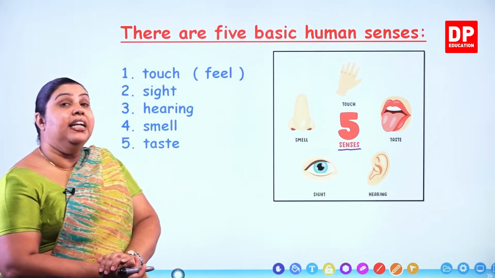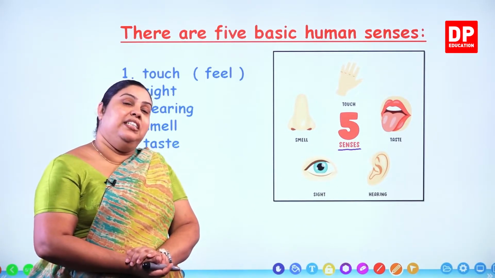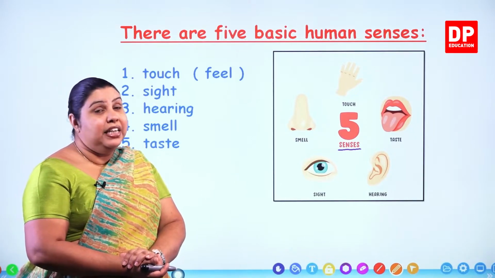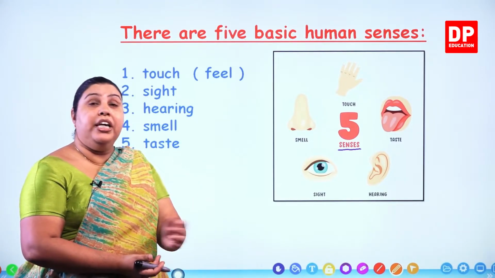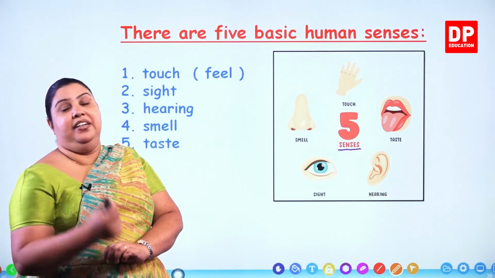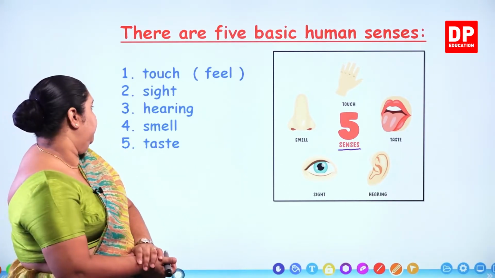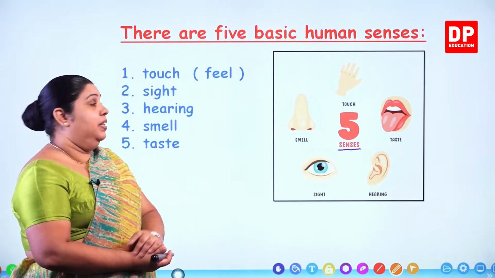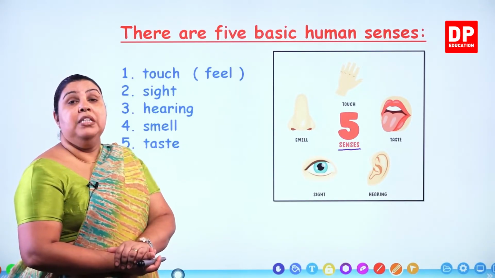Birds singing, bees buzzing, people talking, vehicles moving. All those things we can hear with our ears. The 4th one, number 4, smell.